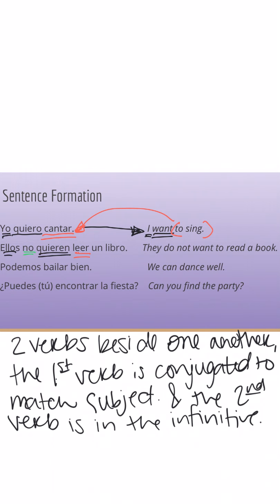We see more examples here. Podemos, we can, bailar, dance well. We can dance well. So even if we don't have in English the to dance, know that in Spanish, they will always follow this pattern. So verb comes directly before another verb. First is conjugated, second is in the infinitive form. And then we have another question. ¿Podemos tú encontrar la fiesta? Can you find the party?